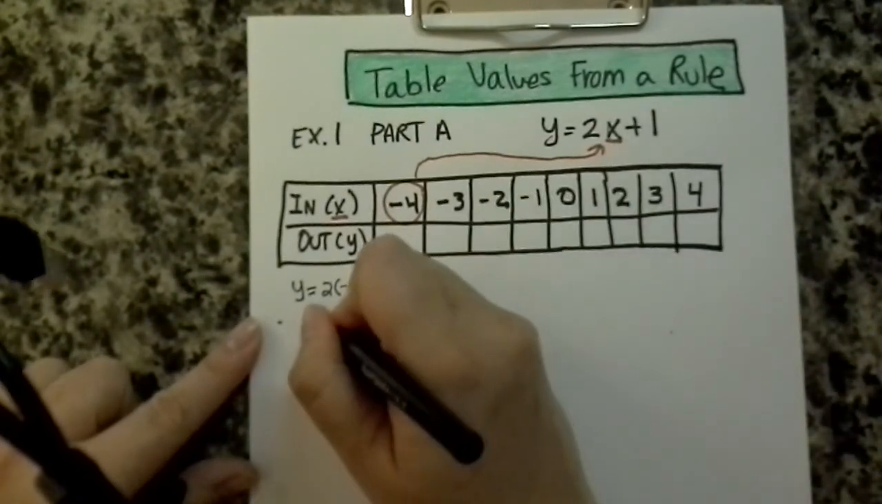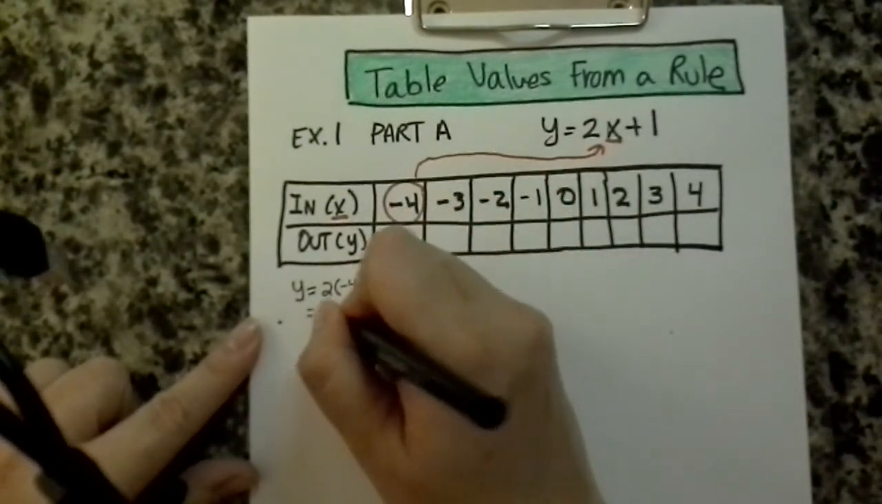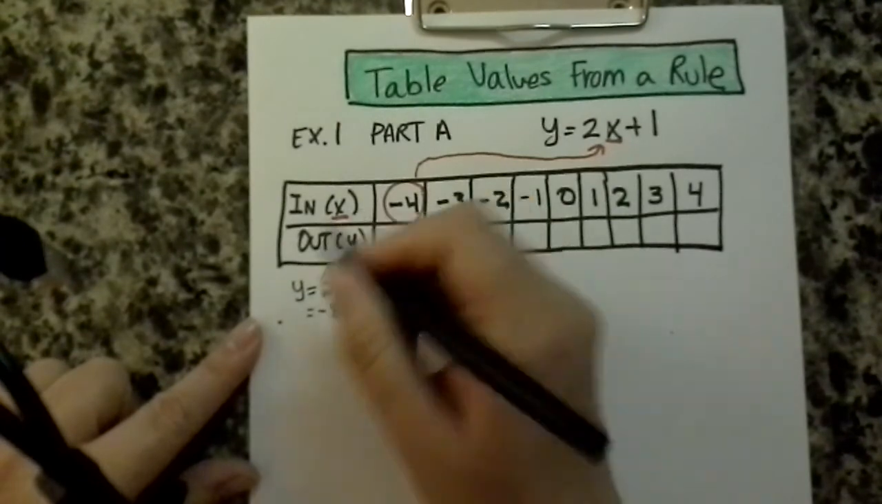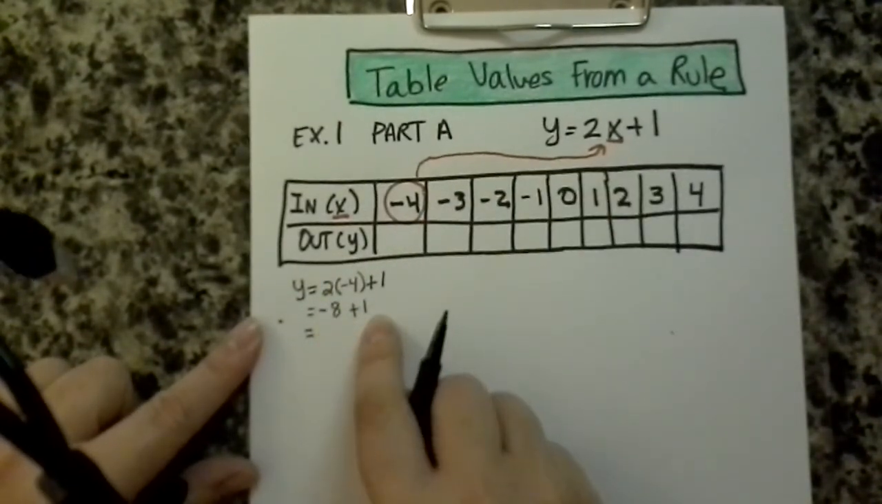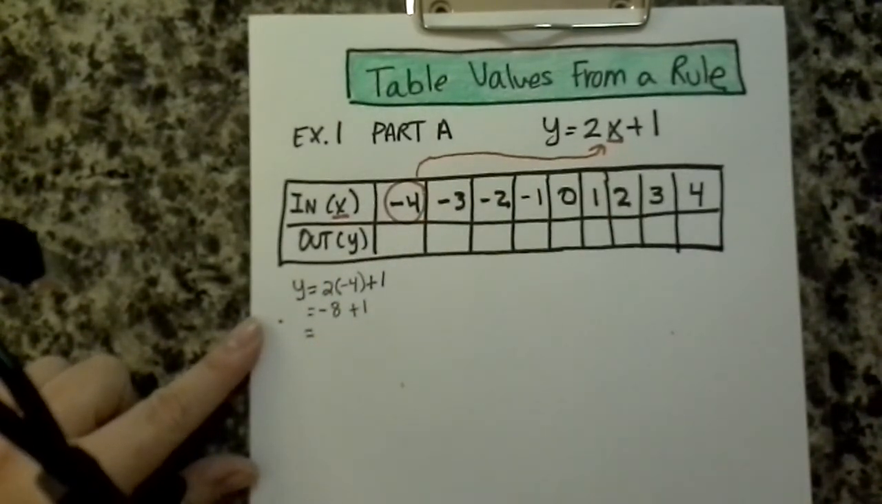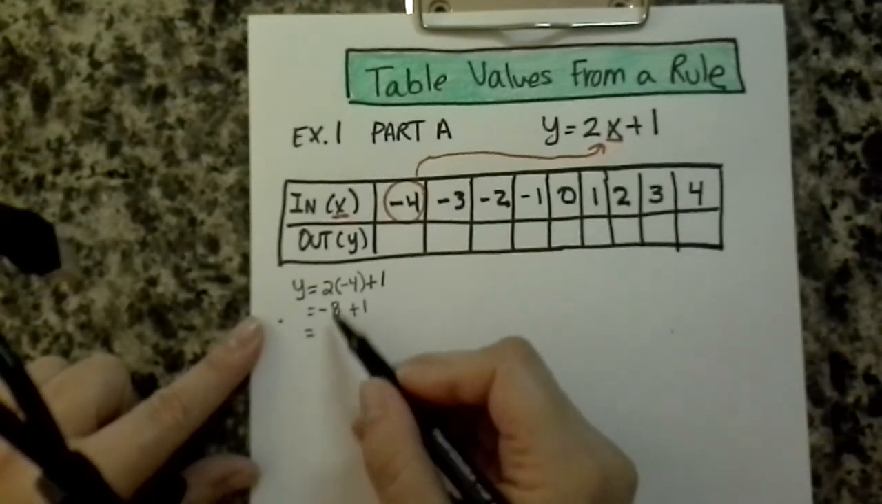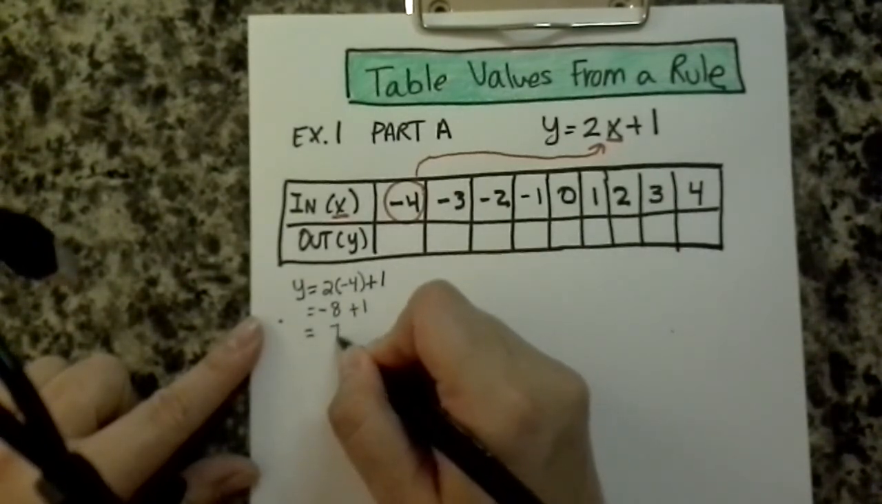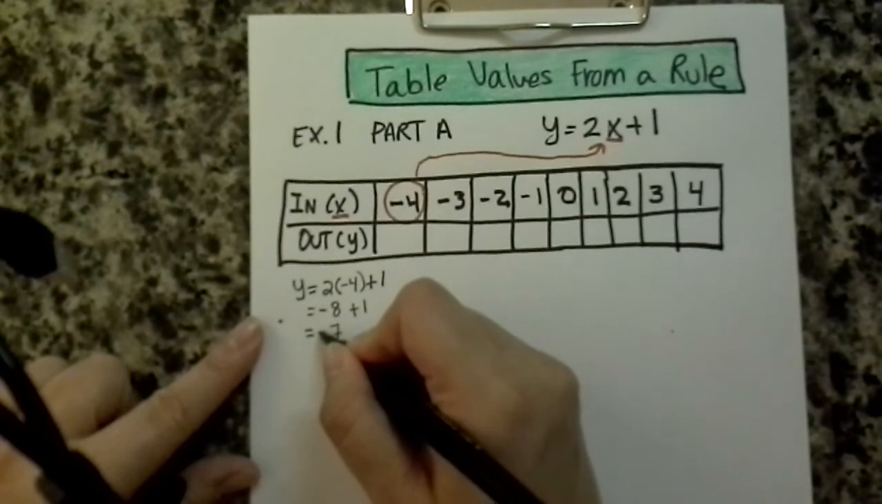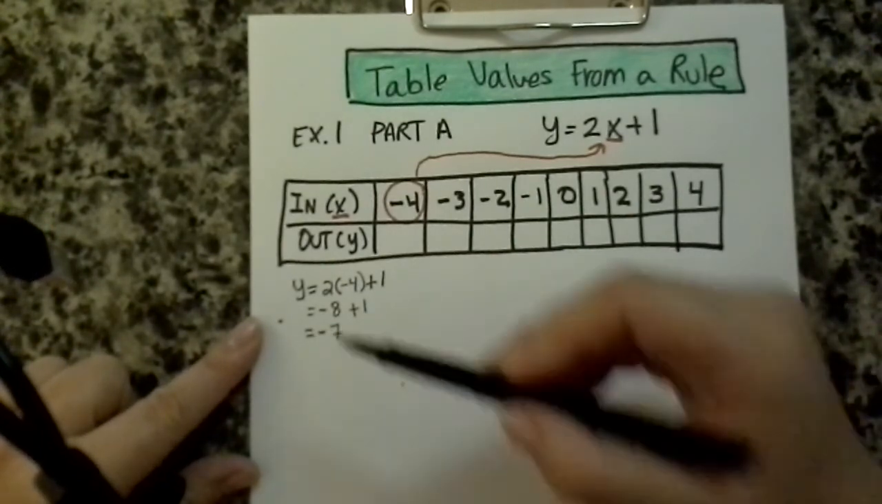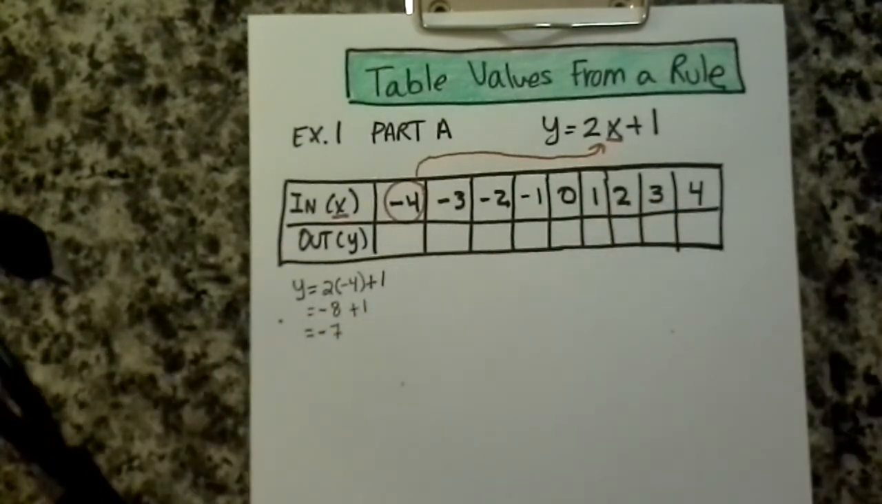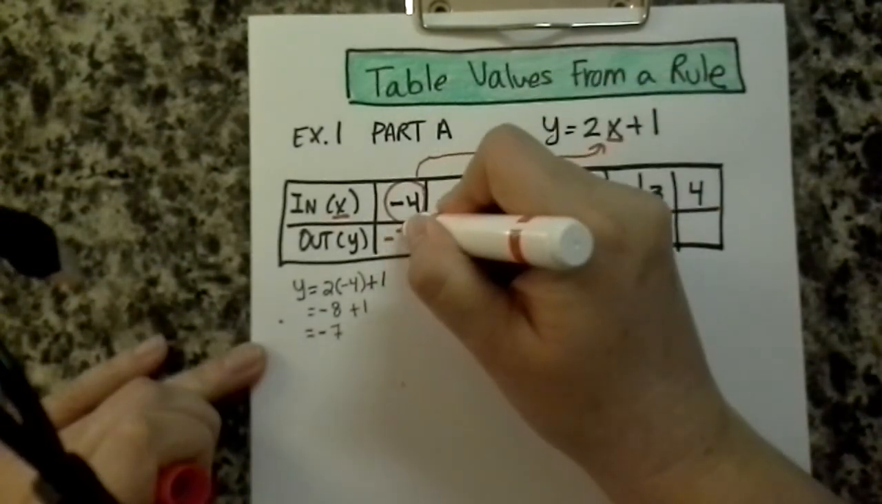So this becomes 2 times -4, which is -8 plus 1. And -8 plus 1, again, they have different signs. So you're going to have to find the difference between 8 and 1, which is 7, and keep the sign of the one you have more of. So it's going to be -7. That means that when x equals -4, my y value is -7. So I'm going to go ahead and put -7 here.